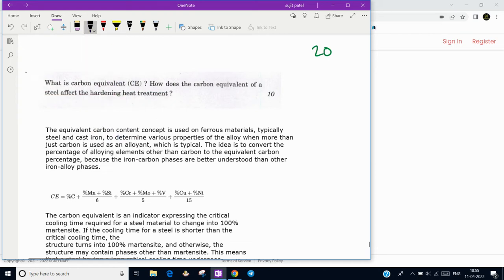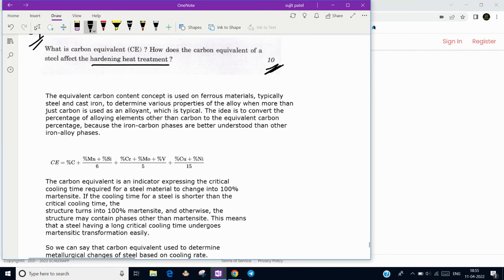Today we are going to see one theory question, and this is an on-demand video from one of our viewers, Mr. Suresh. Today's question is: what is carbon equivalent and how does the carbon equivalent of a steel affect the hardening heat treatment? This is a 10 marks theory question.